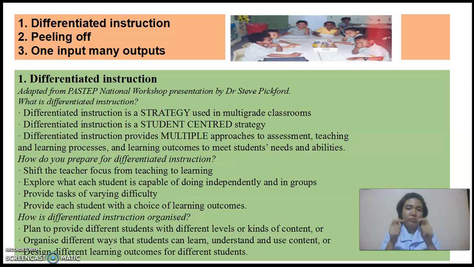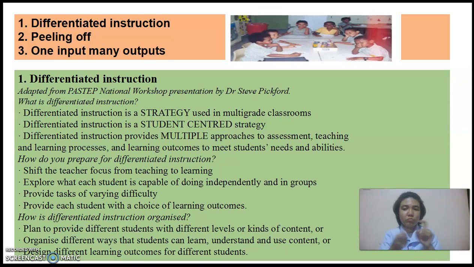Next, how do you prepare for differentiated instruction? Shift the teacher focus from teaching to learning. Explore what each student is capable of doing independently and in groups. Provide tasks of varying difficulty. Provide each student with a choice of learning outcomes.